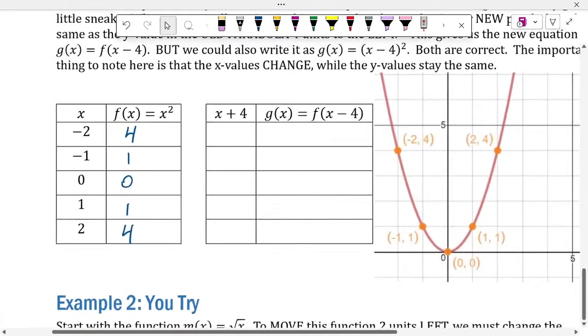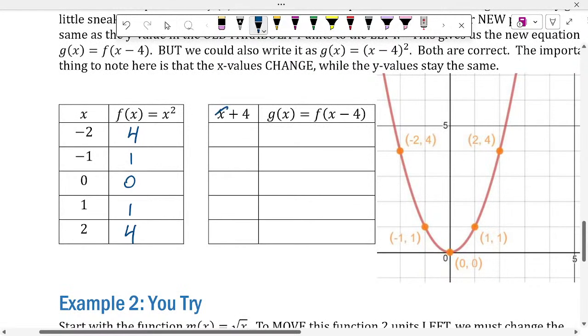Now, let's pause there for a minute. I want you to erase that. Let's just erase that for a minute. I shouldn't have said erase it, but that's okay. We can write over top. This says x minus 4, right?